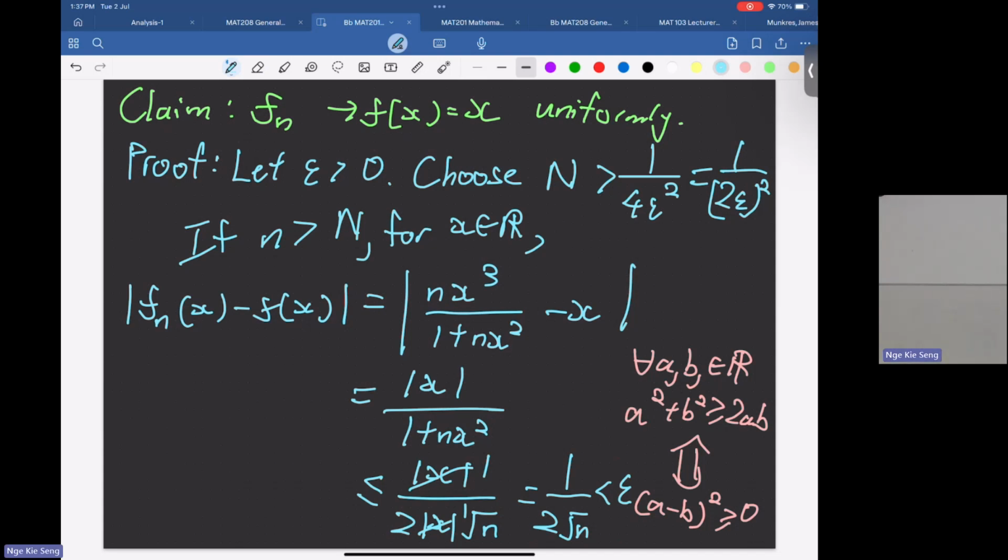So for one epsilon, you need it to work for all n and all x after a certain n. After a certain n, every function in the sequence needs to lie wholly inside this epsilon region. Does it make sense? Okay or no?